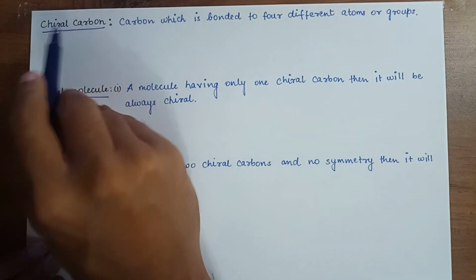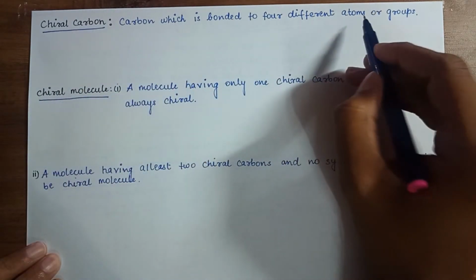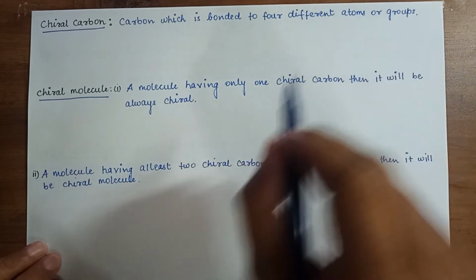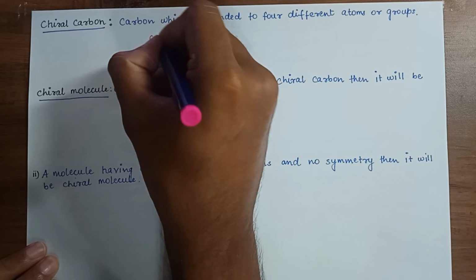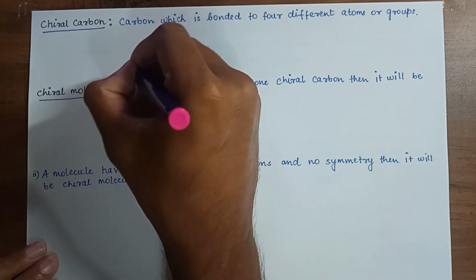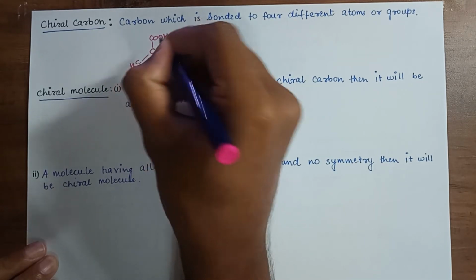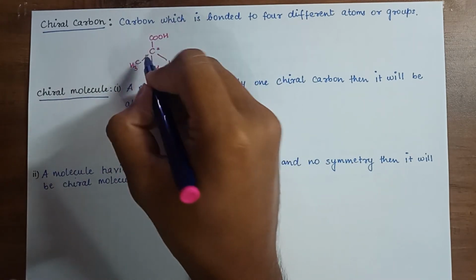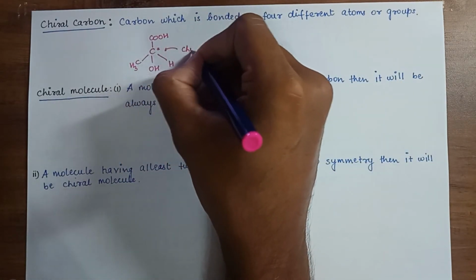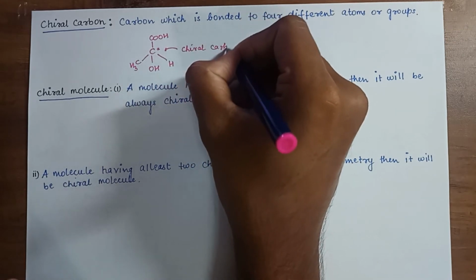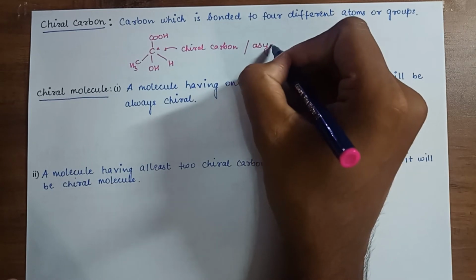The next point is chiral carbon. So what is a chiral carbon? A carbon which is bonded to 4 different atoms or groups is said to be a chiral carbon. We'll see an example: COOH, CH3, OH, H. Here the carbon and all the 4 groups attached to it are different. So this is my chiral carbon, or asymmetric carbon.